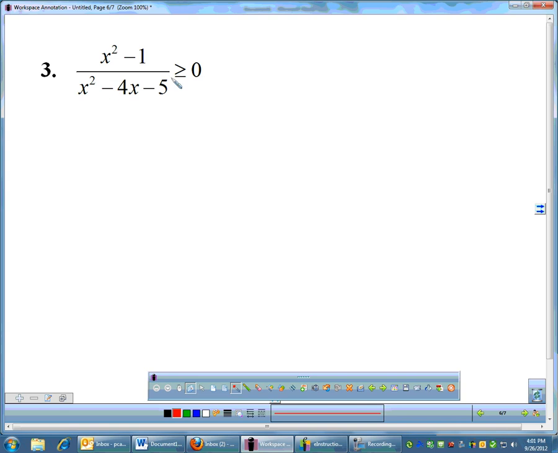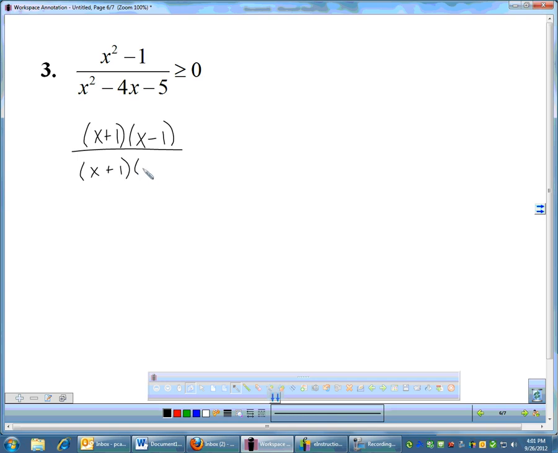Those were just factoring, those were quadratics. This one is a rational function, which uglies it up a little bit. First thing we're going to do is factor. So we have x plus 1, x minus 1 on top, on bottom, we have x plus 1, x minus 5.